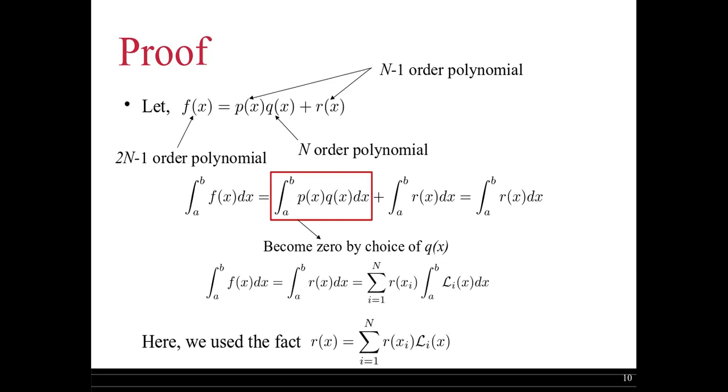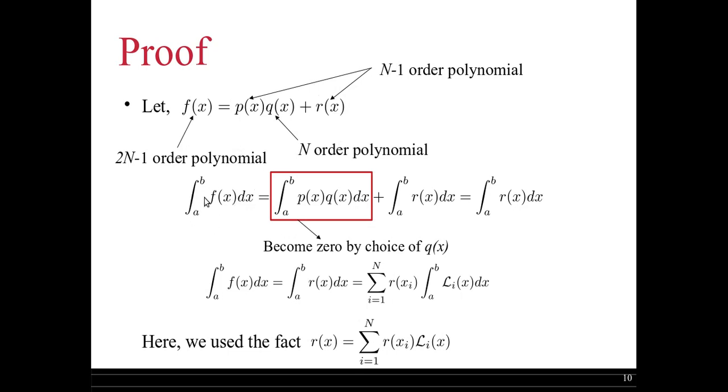Now let me prove this. Let f(x) = p(x)q(x) + r(x), where r(x) and p(x) are n-1 order polynomials, and q(x) is an n order polynomial. Then just tell me, what is the degree of this f(x) polynomial? The f(x) polynomial must be of degree 2n-1, because this is n-1, this is n, and they are multiplied, and r(x) is basically n-1. So overall this polynomial is 2n-1.